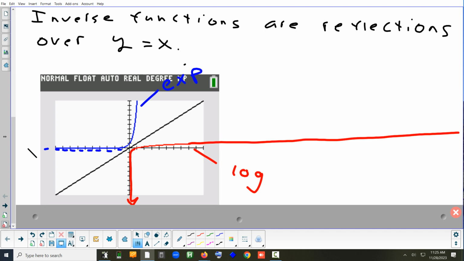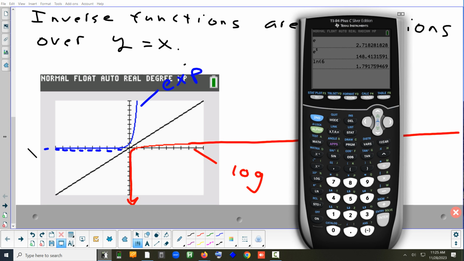And what about the range for logs? All real numbers. Logs are going to go down forever, and they're going to go up forever. They're going to go up extremely slow. Just to give you an idea of how slow they go up, if you go all the way to 100,000 on the x-axis, so you go right 100,000 units, you're only going up 5. Think of how slow that's going.